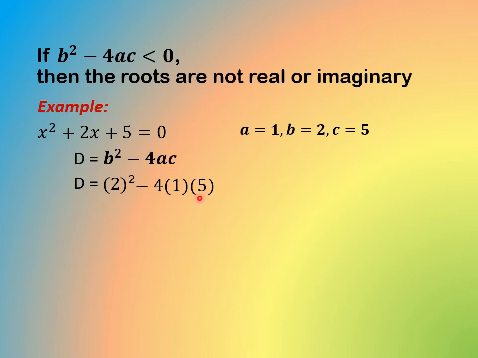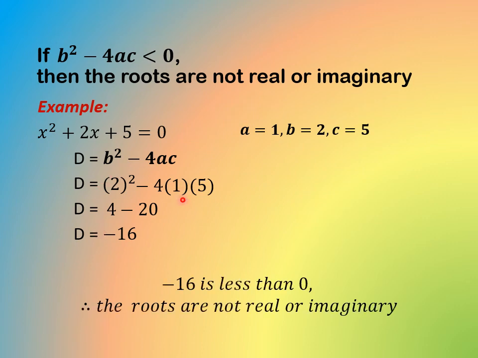Okay? So, let's evaluate. So, 2 squared, that is equal to 4. Minus 4 times 1, that is 4, times 5, that is equal to 20. So, we have 4 minus 20. So, 4 minus 20, the discriminant is equal to negative 16. And negative 16 is less than 0. Therefore, the roots of x squared plus 2x plus 5 are not real or imaginary.